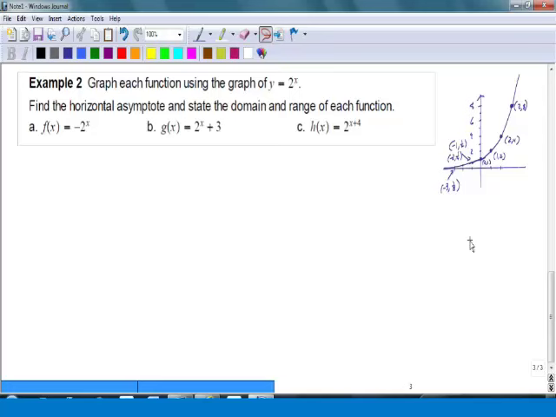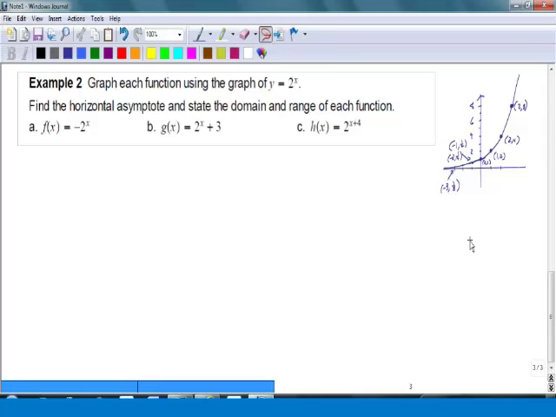These exponential functions do not have vertical asymptotes. They just don't. They have all real numbers in their domain. There's no number where, as x gets close to that number, it blows up and becomes unbounded in an open interval containing that number. Doesn't happen. So horizontal asymptotes are what we're looking for with these exponential functions.